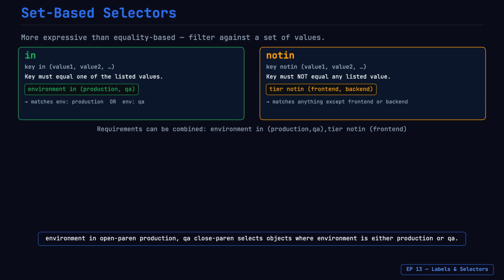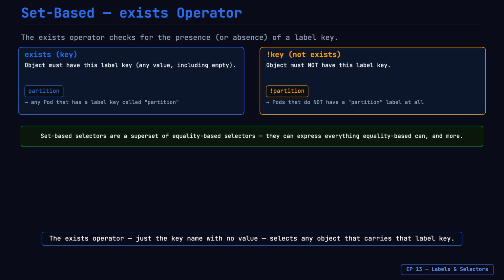The exists operator, just the key name with no value, selects any object that carries that label key. An exclamation mark before the key means the key must not be present. Set-based requirements are more expressive than equality-based ones.